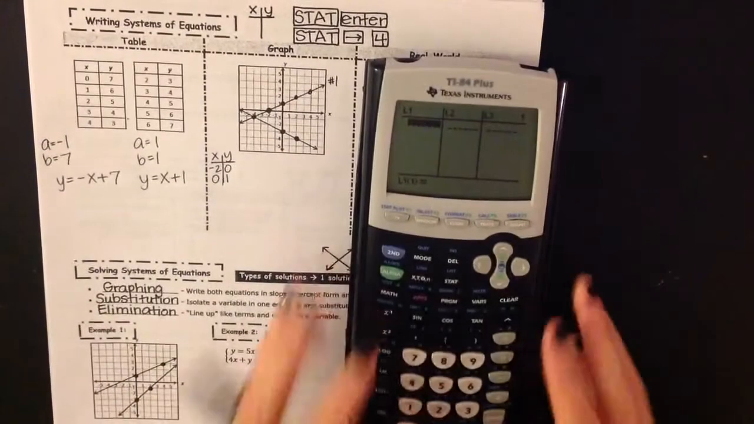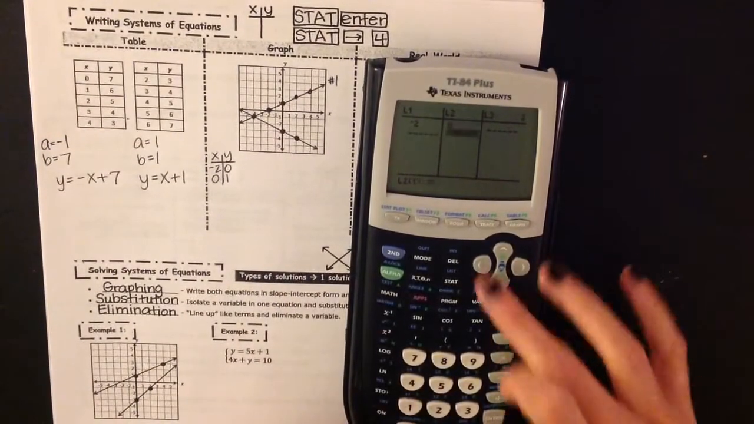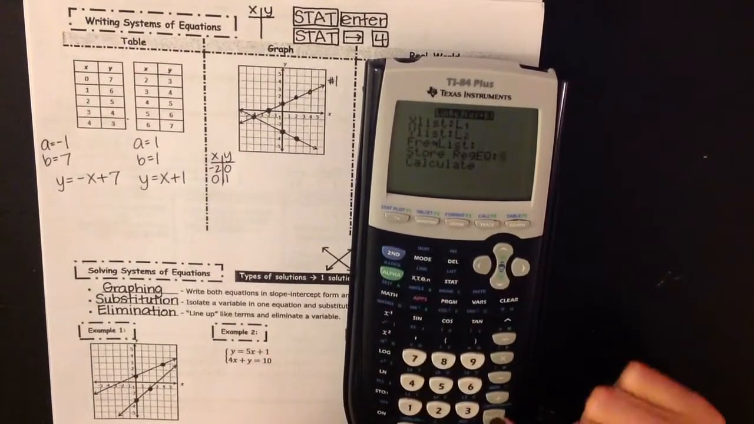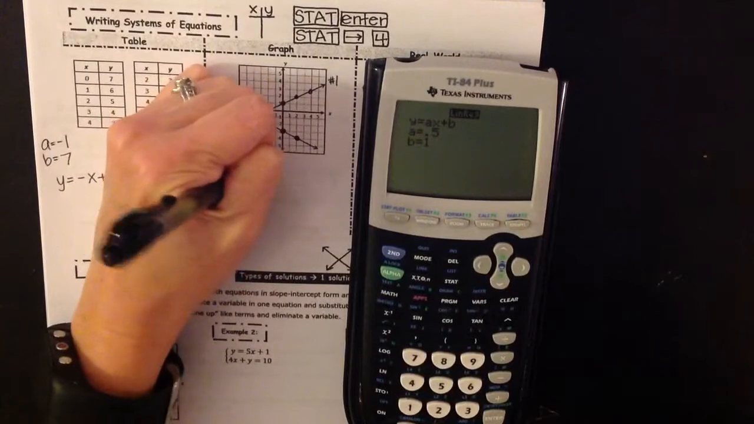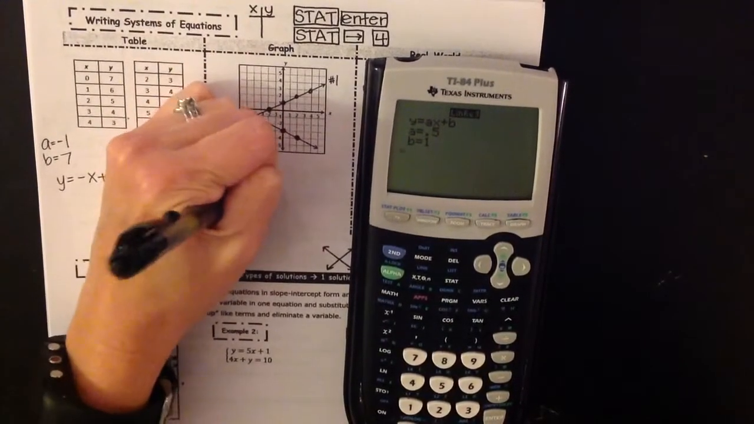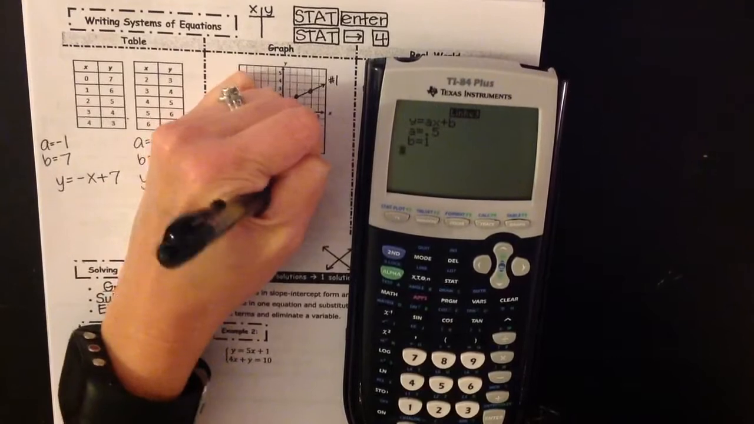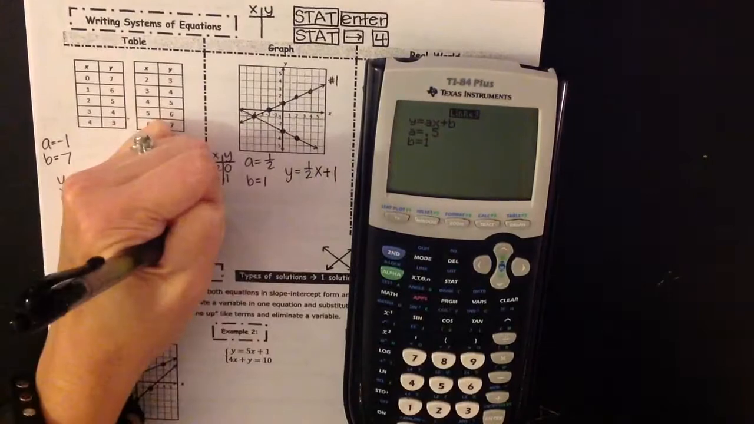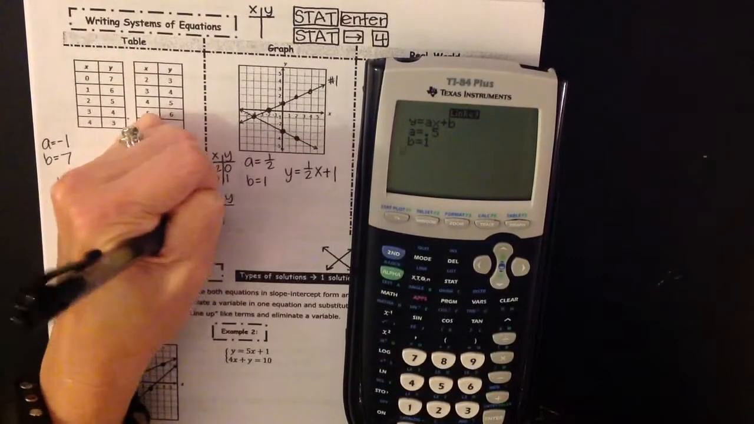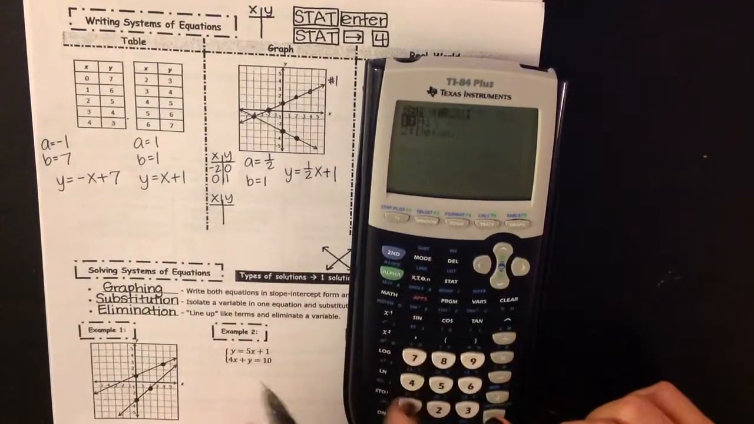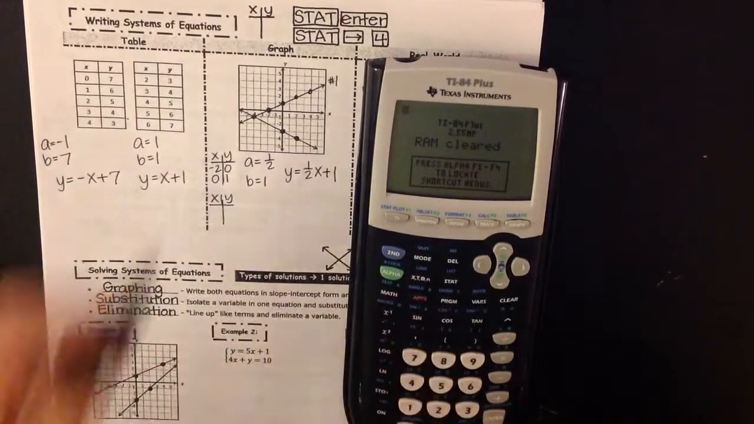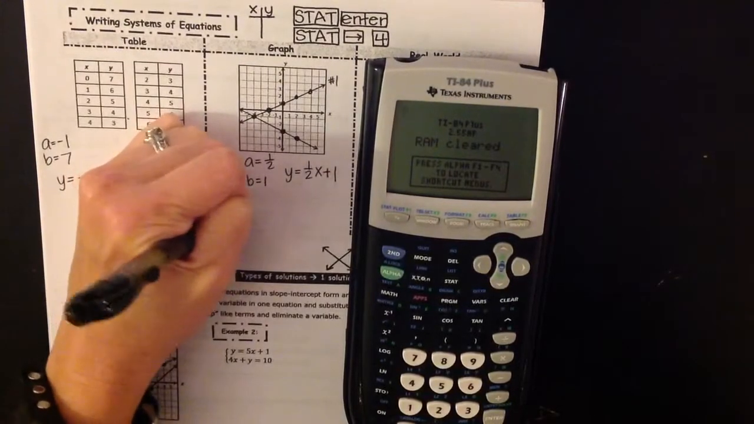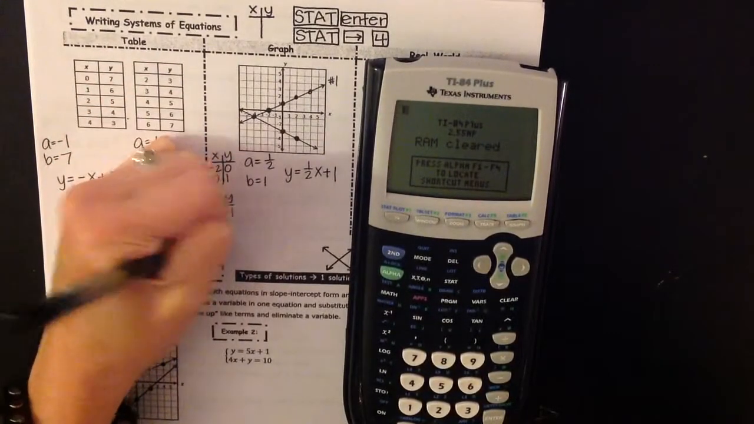So I'm going to stat enter, and -2, 0, 0, 1, stat over option 4 for a line, and my equation, my A is equal to 1/2, and my B is equal to 1, so y equals 1/2 x plus 1. And now I'm going to clear my memory, and I'm going to do the exact same thing for my next line. So I've got to pick off 2 good points. So here we go, -4, -1. And then I've got 0, -3.